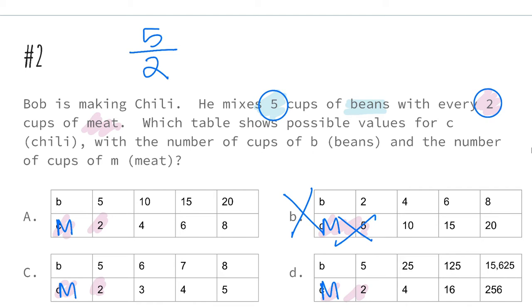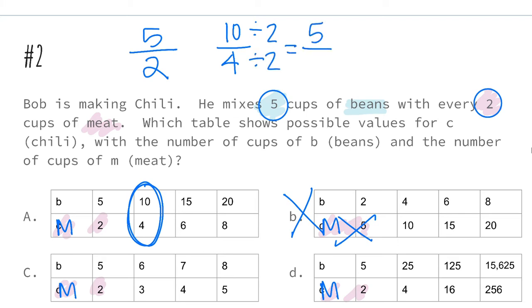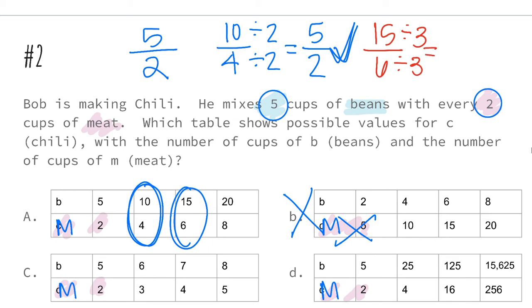So if I have A, the next ratio is 10 over 4. I notice I can divide top and bottom by 2 because they're both even. 10 divided by 2 is 5. 4 divided by 2 is 2. So it checks out. It's 5 over 2. Okay, if I do 15 over 6, same thing. This time I can divide by 3, top and bottom. 15 divided by 3 is 5. 6 divided by 3 is 2. And again, 5 over 2, that's what I wanted. So we're doing good. So far these have checked out.